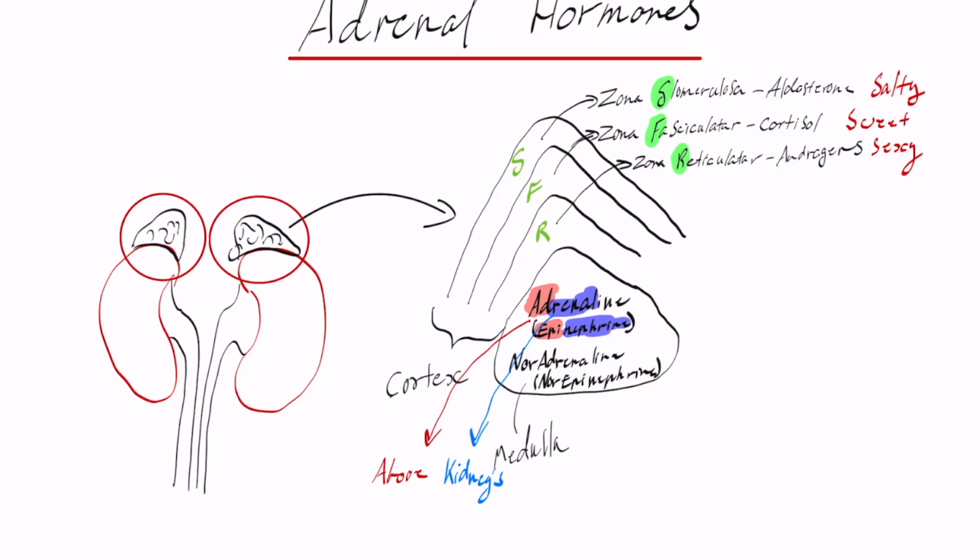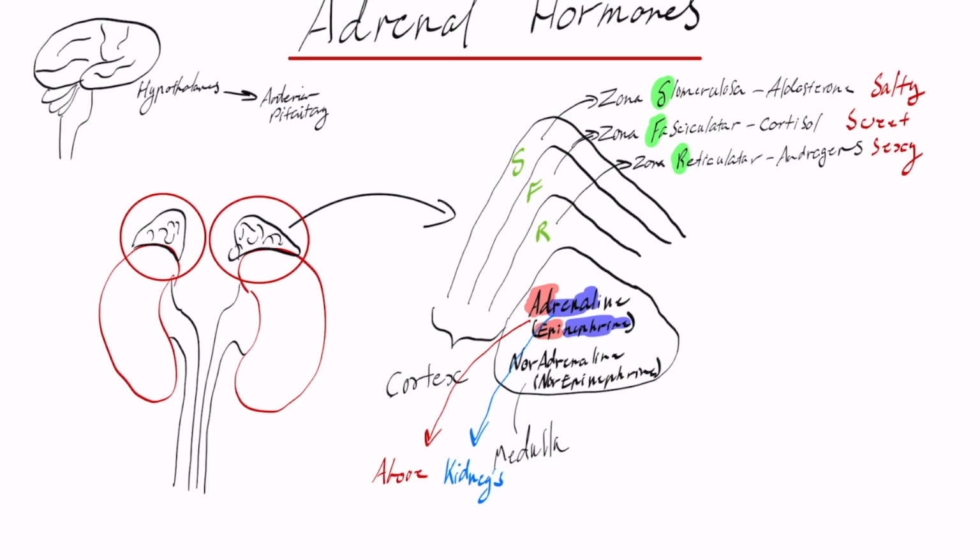In regards to the controls of adrenal hormones and what causes them to be released, it all starts in the brain at the hypothalamus, which supplies the anterior pituitary. So the key hormone here is adrenocorticotropic hormone, which is stimulated by corticotropin releasing hormone from the hypothalamus, stimulating the anterior pituitary to release the ACTH. This stimulates the zona fasciculata and reticularis, the fasciculata being cortisol release and the reticularis being androgens such as testosterone being released.